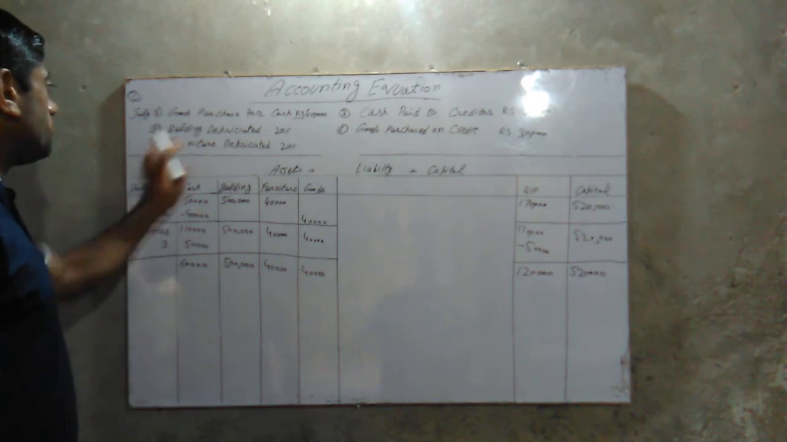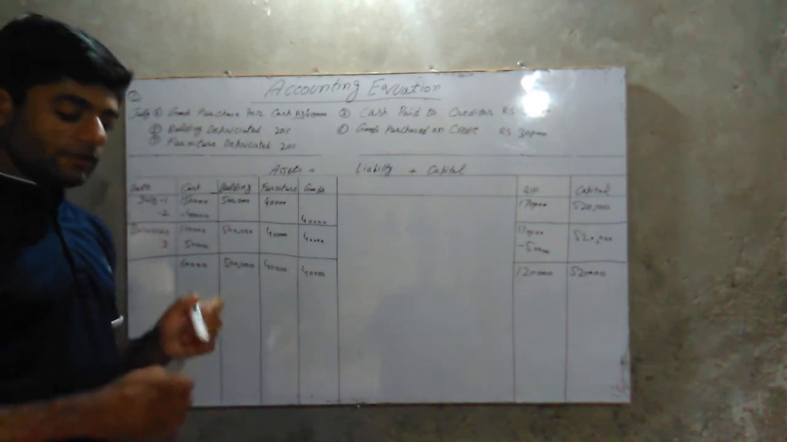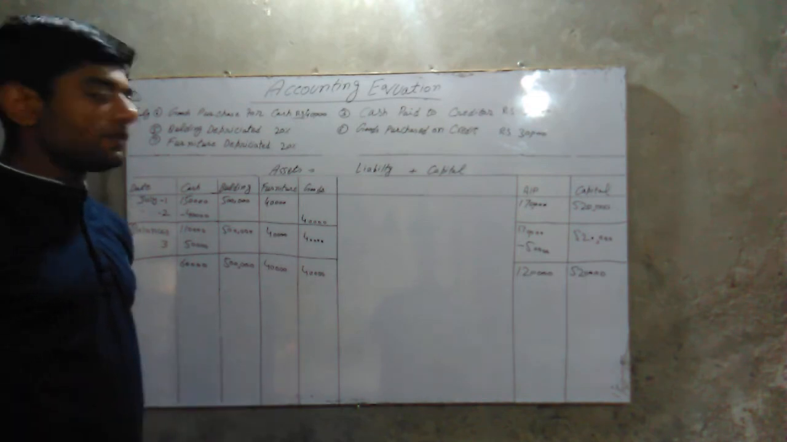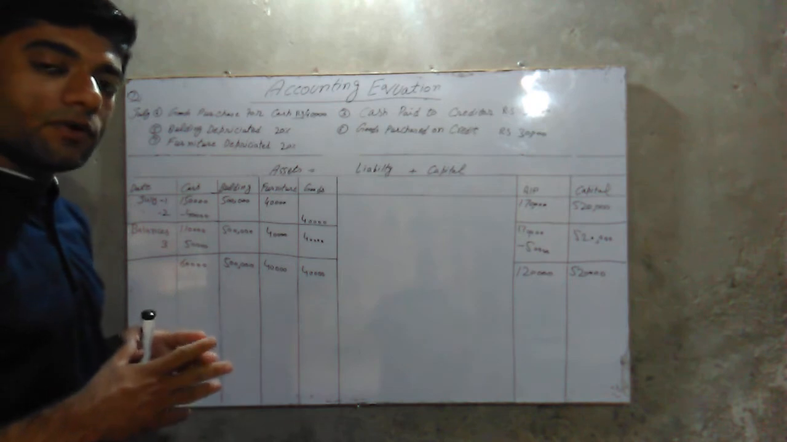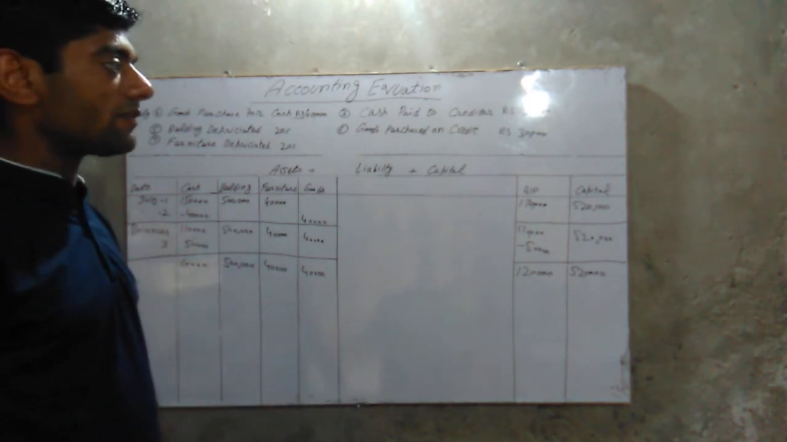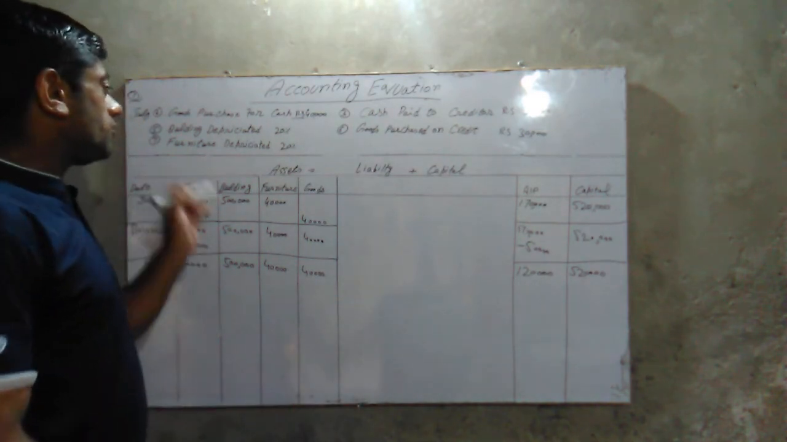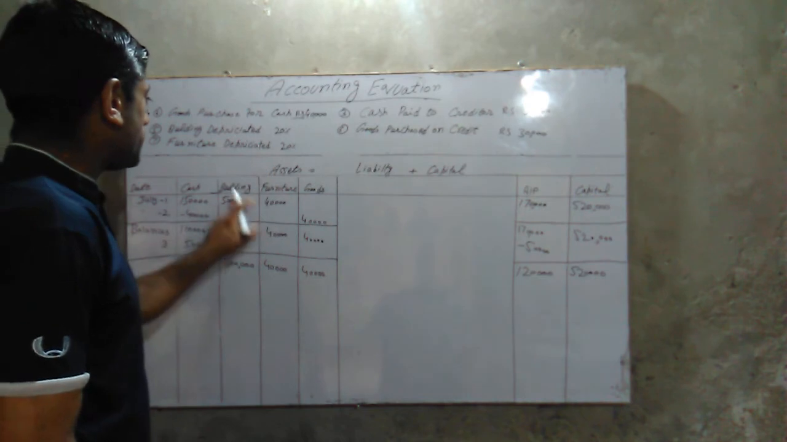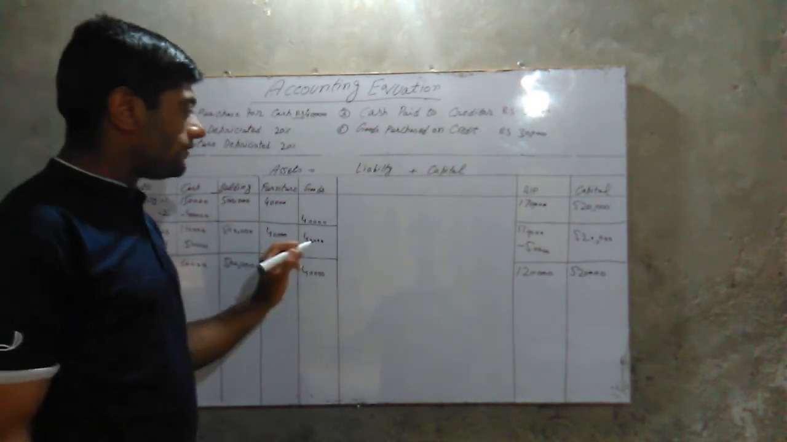On 5th July, building depreciated 20%. Depreciation is also a business expense, so it's depreciation on building. Building value is reduced by 20%, and it is also a business expense, a business loss, so it reduces equity, meaning capital. So it's 20% of 5 lakh. How to calculate 20% of 5 lakh?